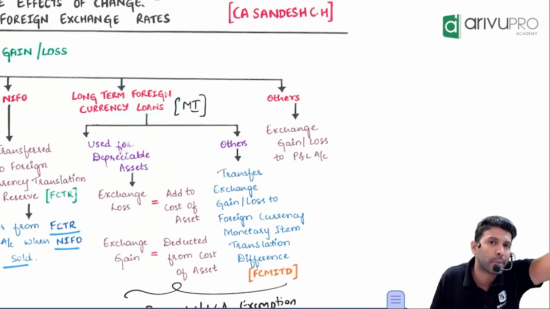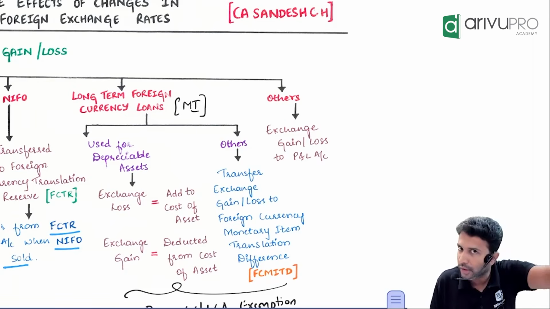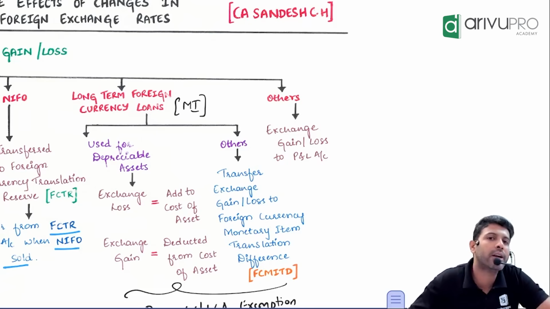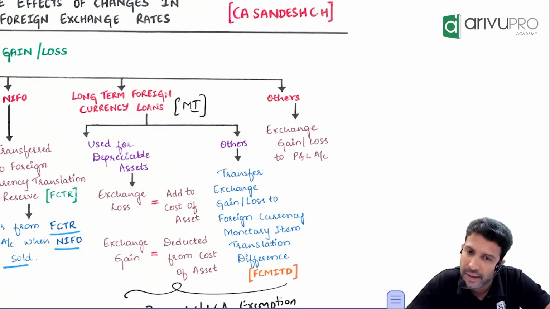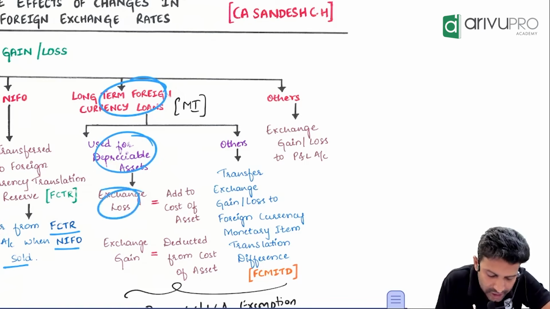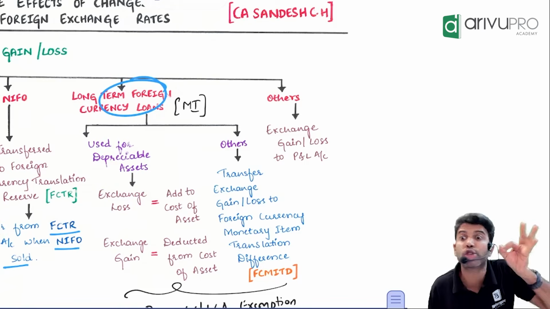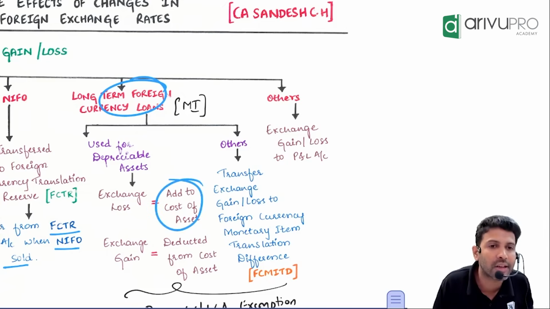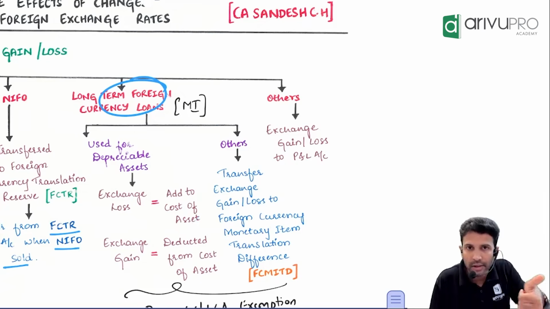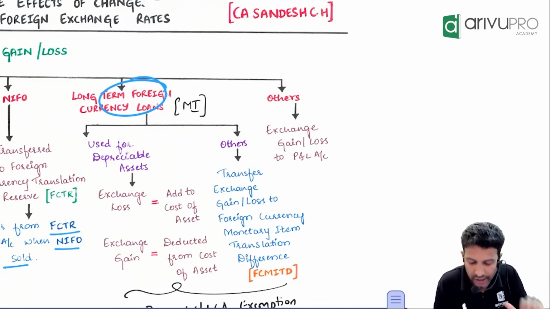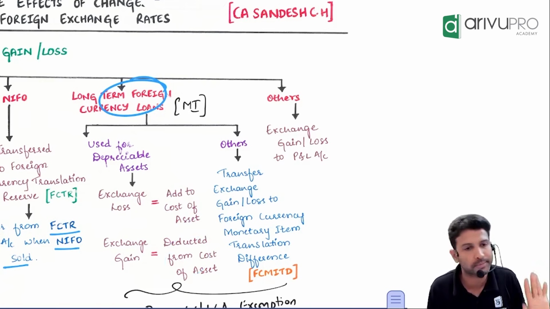All monetary items should be shown in the balance sheet by reconverting at what rate? Closing rate. When you reconvert using the closing rate, you will get a forex gain or a forex loss. Usually, monetary item forex gain or loss goes to P&L. But if this loan is used for a depreciable asset, then the company has a choice. Instead of transferring it to P&L, they can adjust it against the cost of the asset. If you get an exchange loss, you can add it to the cost of the asset. If you get an exchange gain, you can reduce it from the cost of the asset.